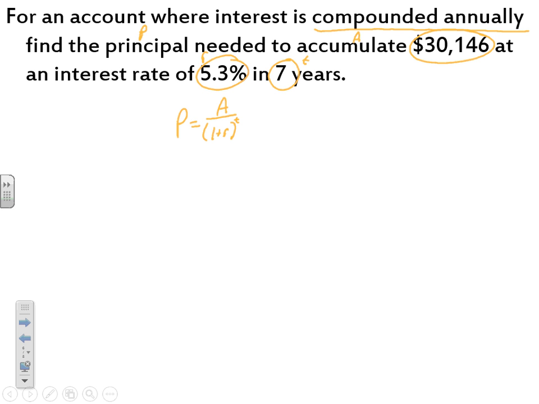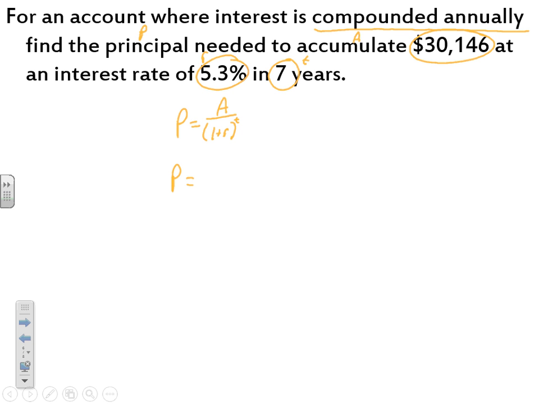Now, this one very well could mean that, because we do have something in the exponent position, maybe we would need to do something with logs. But let's see what we're looking for. It's asking us to find the principal. So we're not looking for anything that needs us to do anything with an exponent or a log, because the only thing in an exponent position is time, and they gave us that. So it says, what is the principal amount?